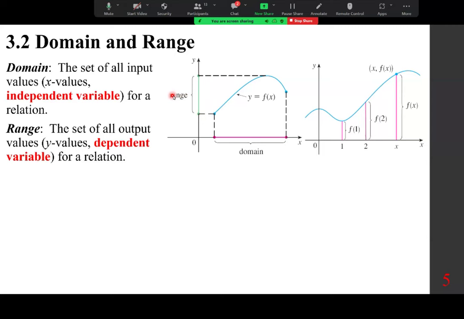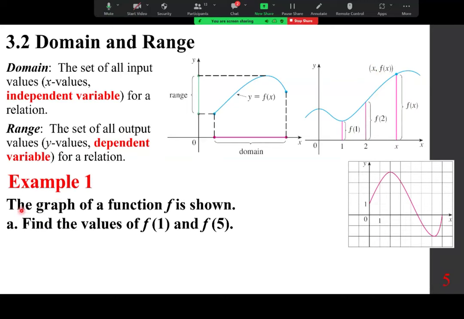As far as understanding the concept of the functional value, if this is 1, and this is the y coordinate for that, this distance is f of 1. So this point has coordinates 1, f of 1. This one would have coordinates 2, f of 2. As you can see, in general, if you have x, this distance is f of x, so y corresponding to this x. So x, comma, f of x.